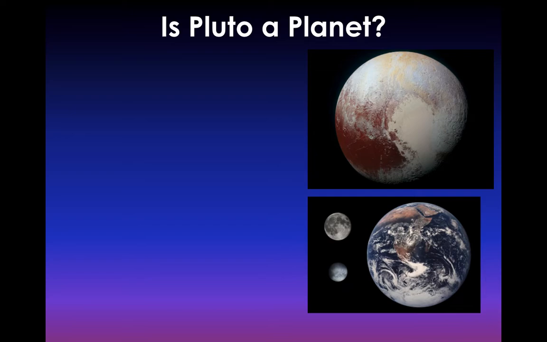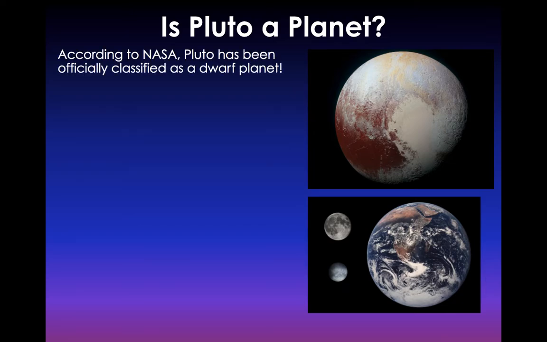All right, is Pluto a planet? Here is your answer. According to NASA, Pluto has been officially classified as a dwarf planet. So for a while, Pluto was a planet, and then it wasn't a planet, and then they brought it back and said it was a planet, and then everyone was confused as to whether or not it actually was a planet. So officially, it is a dwarf planet.